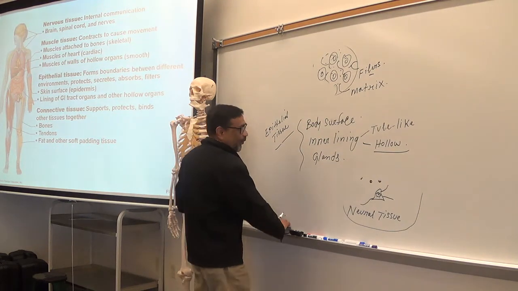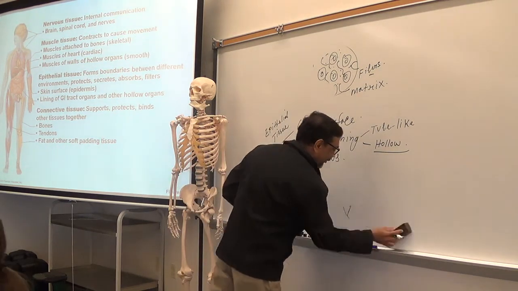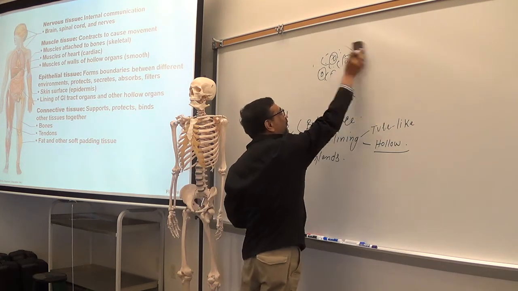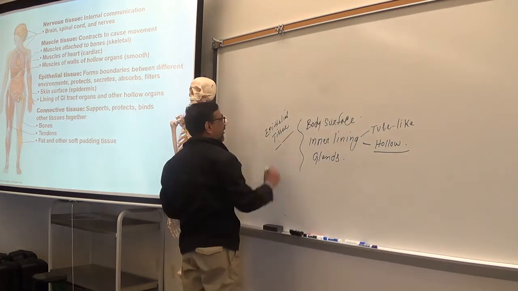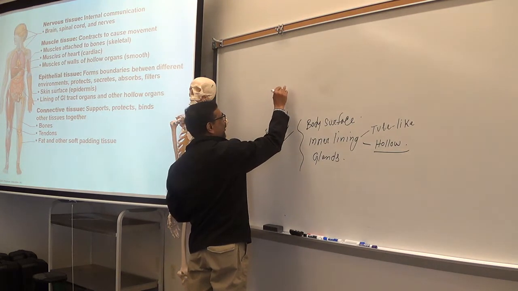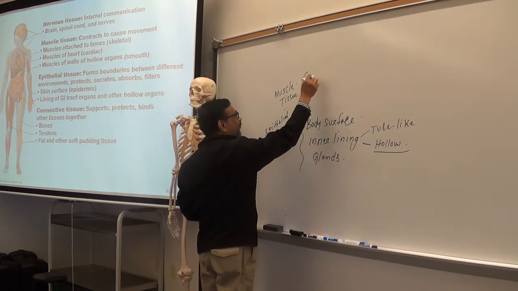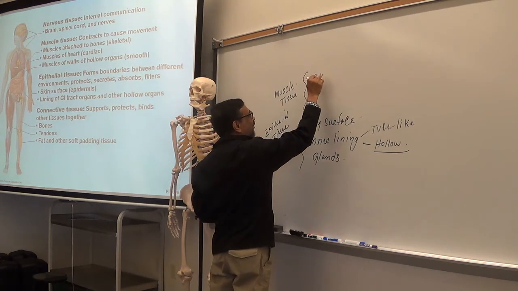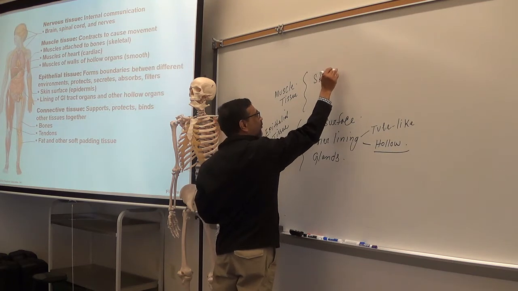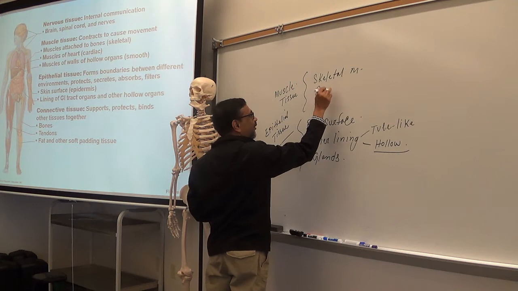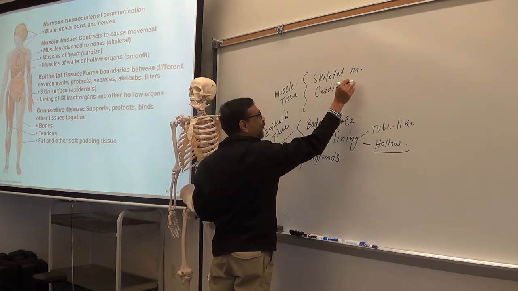Now, where will you find the muscle tissue? In the muscles, right? Muscle tissue in the muscles. So you have skeletal muscle, you already know. Cardiac and what? Smooth.